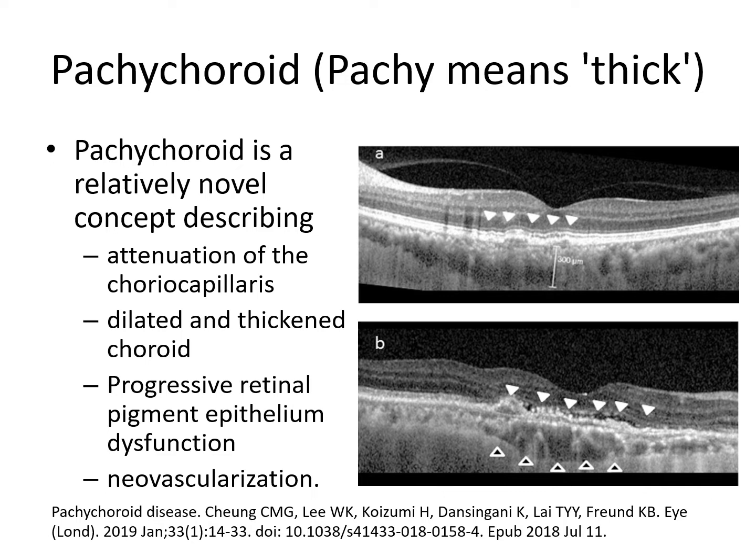Second issue is dilated and thick choroid. So overall choroidal thickness has increased. We can see that in this area, subfoveal area, the choroid is relatively thicker when compared to the other areas.